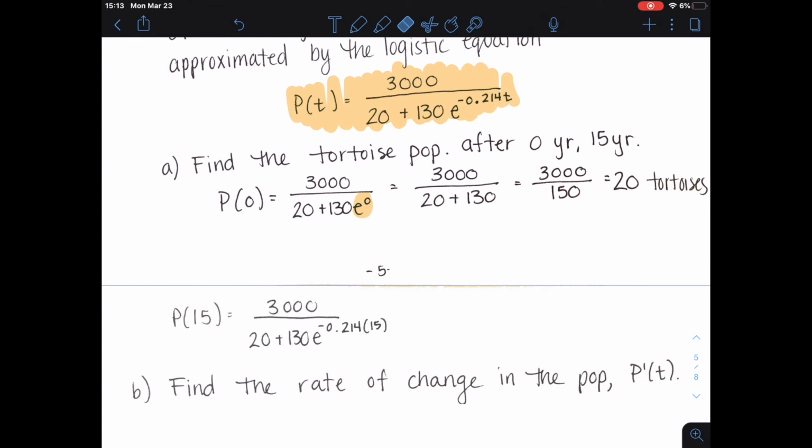After 15 years, all you would do is replace the t by 15. And I'm going to trust if you plug this into your calculator, you're going to see it's about 119 tortoises.